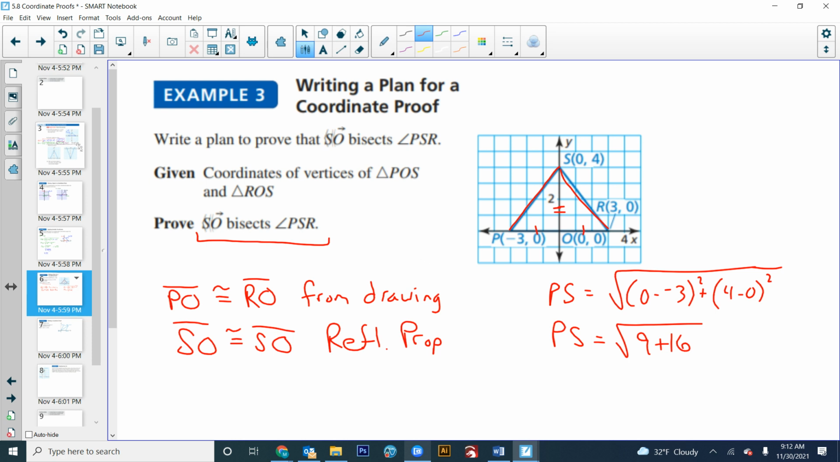Do you agree? You want me to show that? Or are you guys okay with that? What's 9 plus 16? 25. And what's the square root of 25? 5. What if you did it this way? Is this okay? Can you do this? What's the square root of 9? 3. What's the square root of 16? 4. What's 3 plus 4? 7. Not 5. That does not work. Do not ever do that. You have to do what's under the grouping symbol, the square root, first.